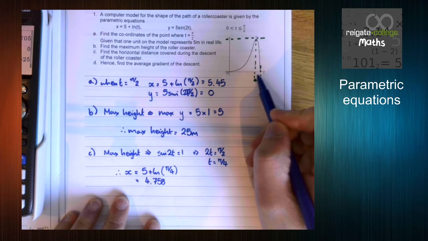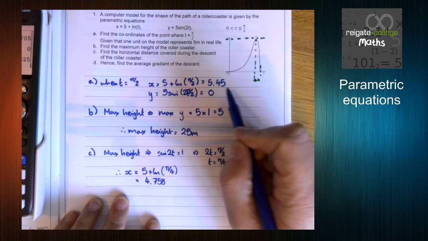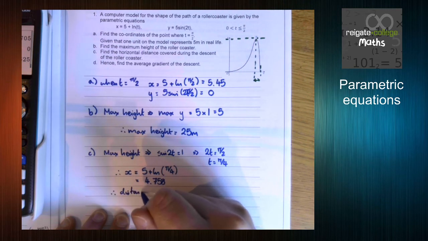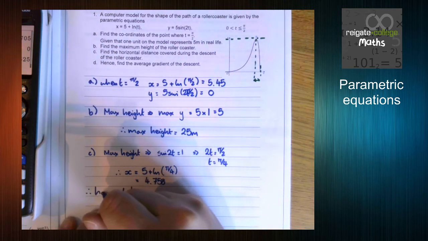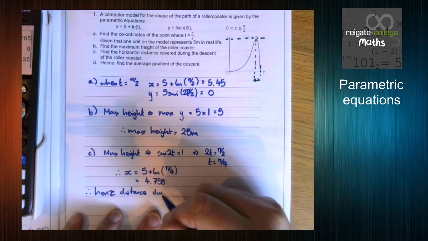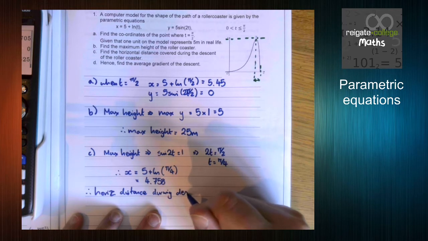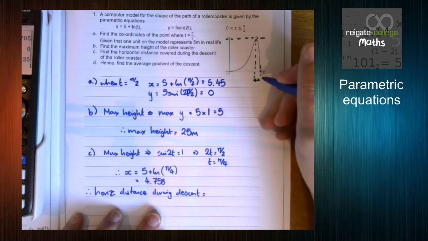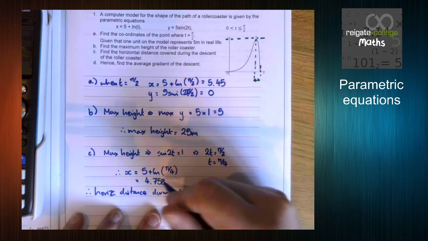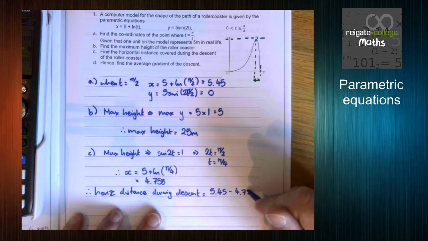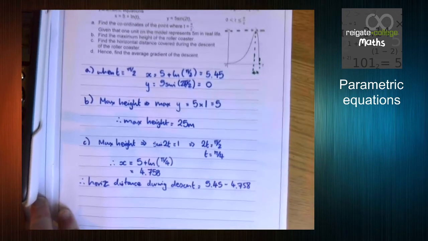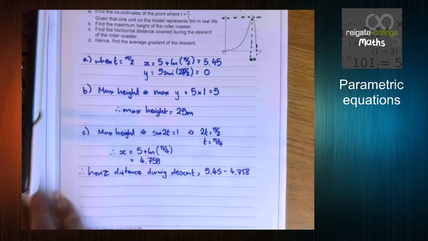We want to know the distance travelled in this bit. We know the end. So therefore, the horizontal distance during descent is going to be the distance at the end, which was 5.45, minus this. Surely. But hang on a minute. That's just the difference in x.